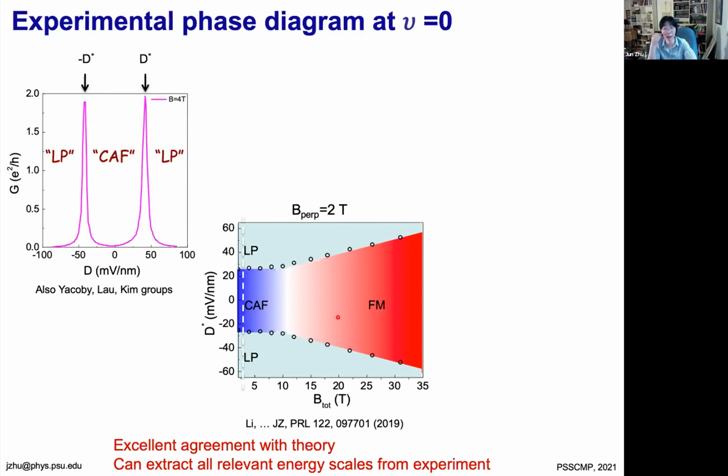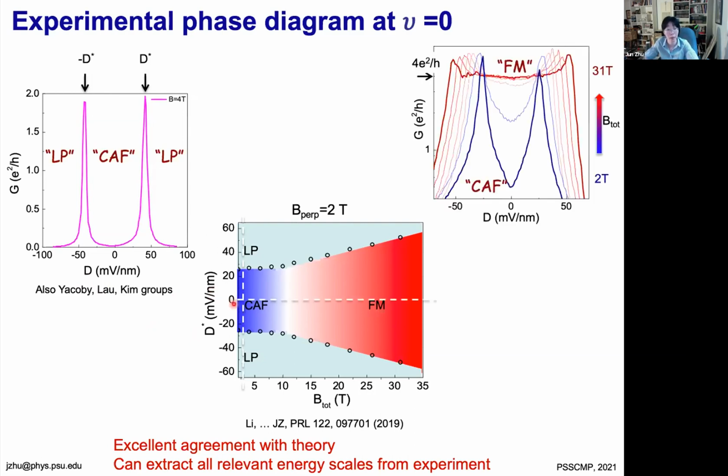Now, if I take a cut in the horizontal direction, where I'm increasing the total magnetic field, that data is shown over here, all the way from 2 Tesla to 31 Tesla. You can see that originally at low field, the conductance is very low. This is the canted antiferromagnet, but as we increase B total, conductance goes towards a saturated value that's very close to 4e²/h. So this is the signature of the helical edge states that I just mentioned. Right? So that's this phase over here.